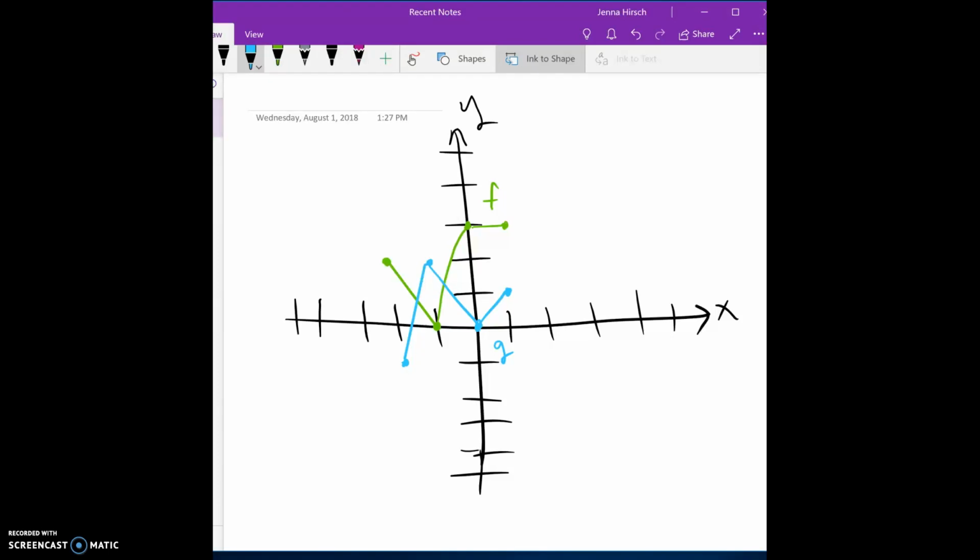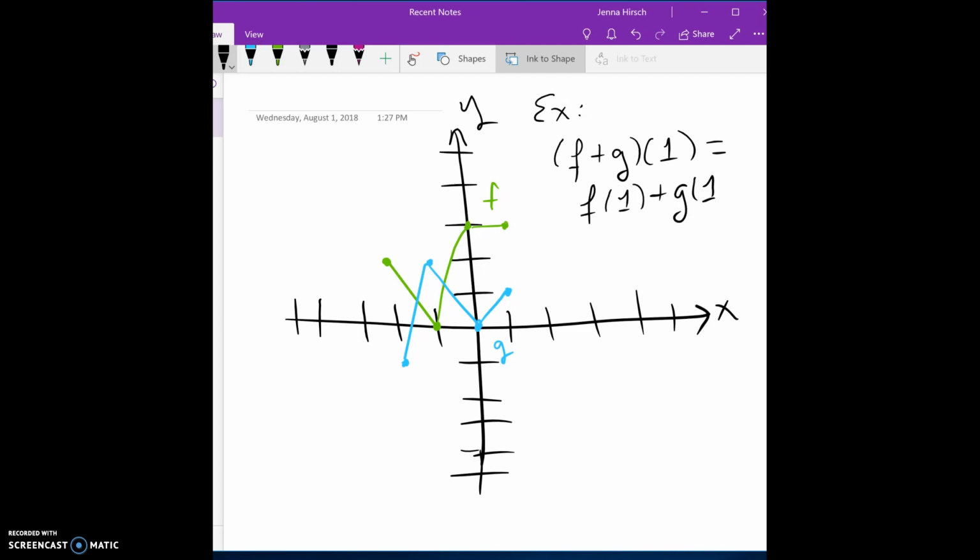Let's talk about how we can combine functions on a graph rather than combining the algebra functions. So here you see two graphs. We're going to call F the one in green, and we're going to call G the one in blue. And let's say for this first example that I would like for you to find F plus G of 1. Okay, so F plus G of 1 is the same thing as saying F of 1 plus G of 1.